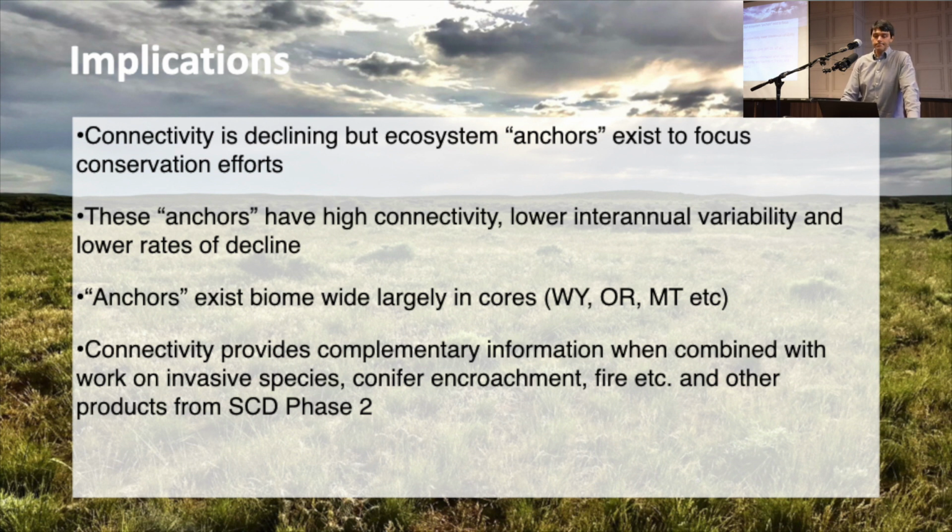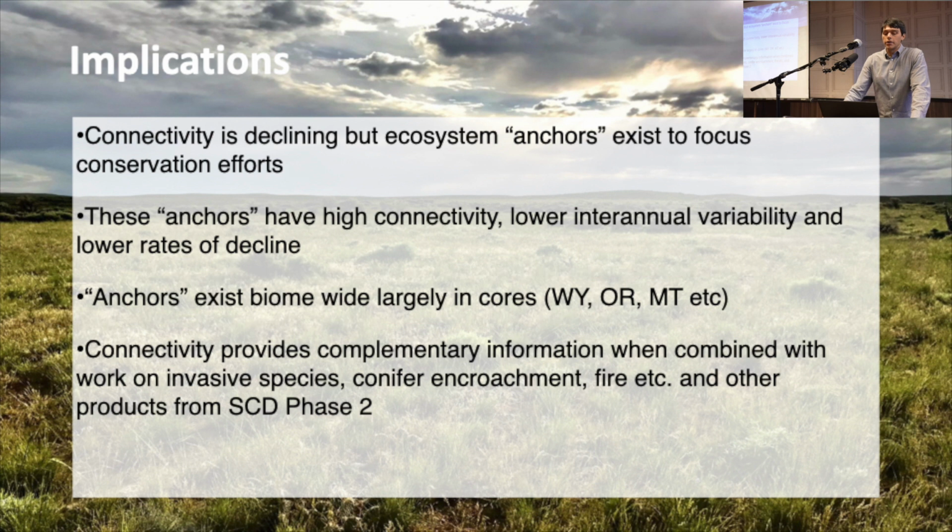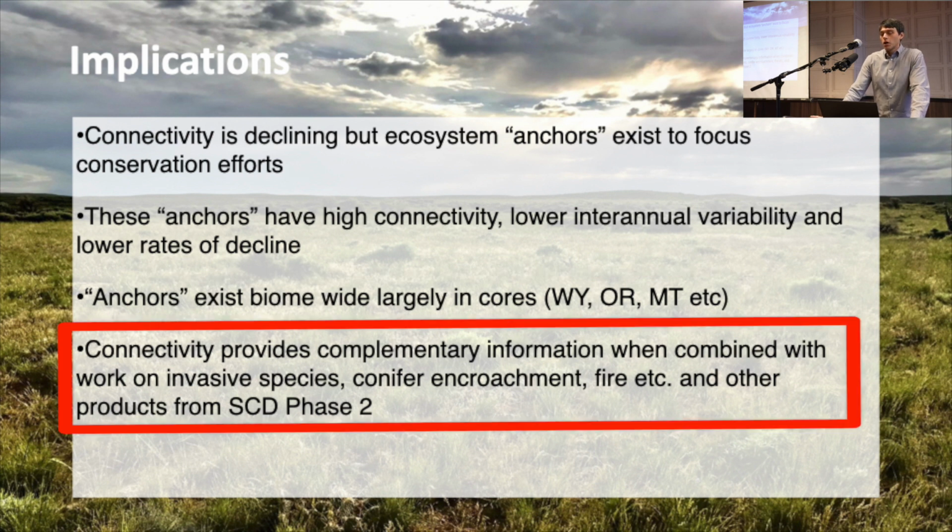Finally, we can see that anchors exist throughout the biome. They exist mostly in cores in states such as Wyoming, Oregon, and Montana. And I would just want to add a note here that this connectivity work provides complementary information that can be combined with other chapters in phase 2 of the sagebrush conservation design. So the climate projections that Martin showed, fire probabilities, where we should be targeting invasive annual grasses and conifers, they all provide complementary information that when used together can give a much better picture of what's going on by and why.